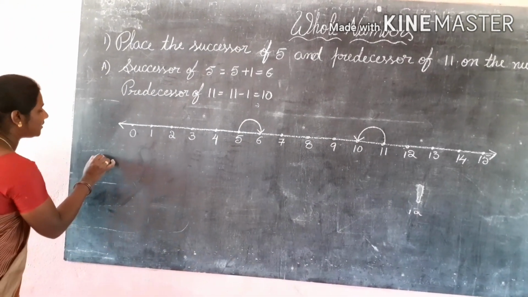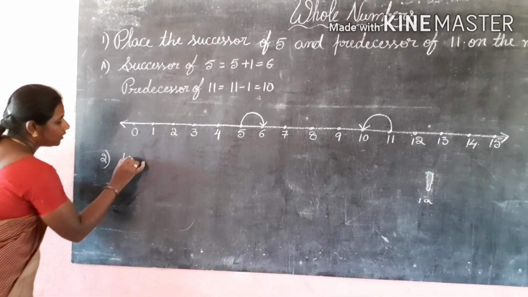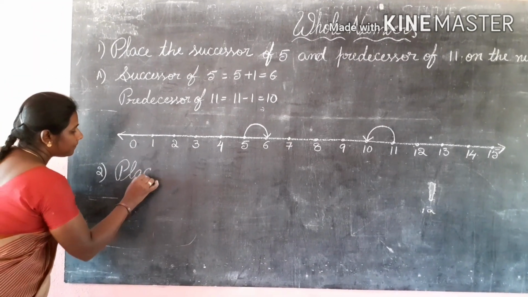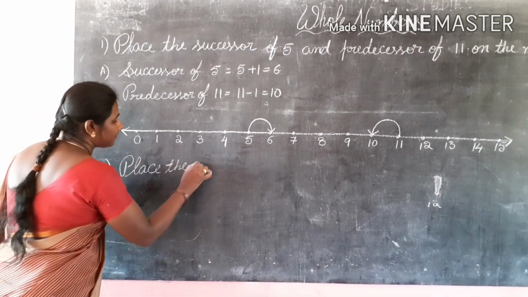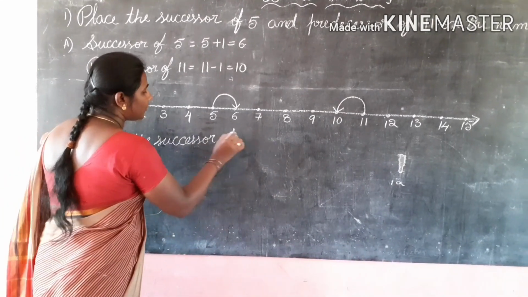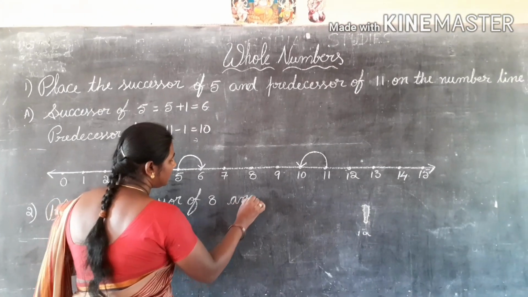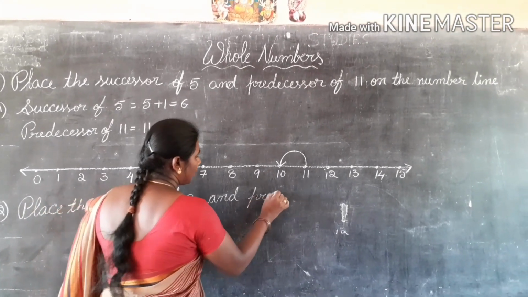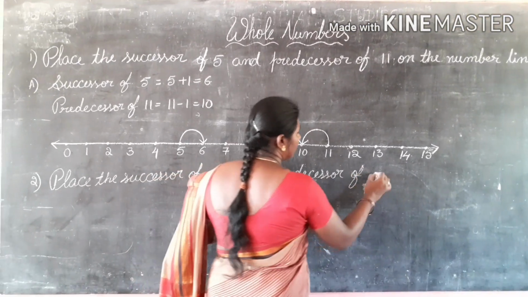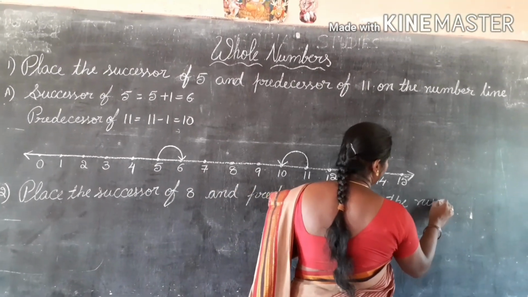Next, one more: place the successor of 8 and predecessor of 13 on the number line.